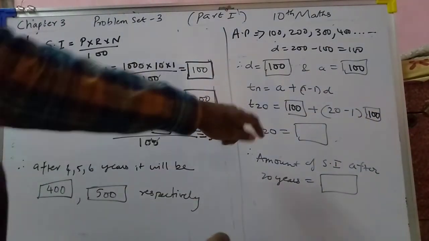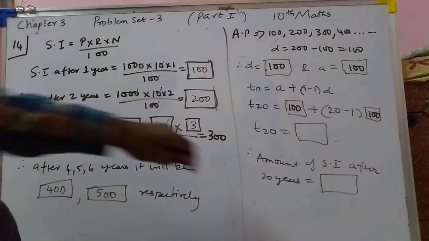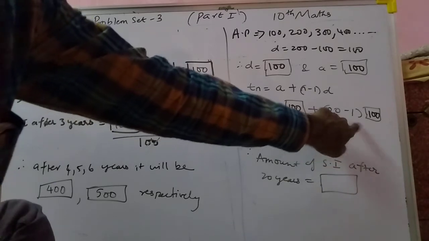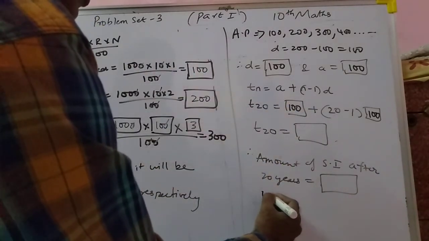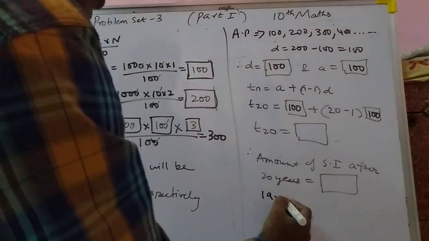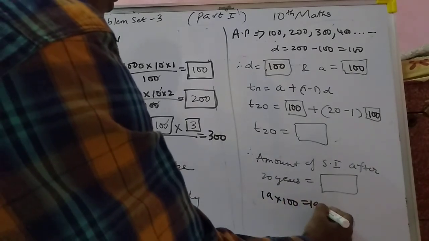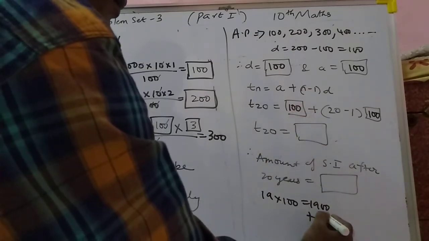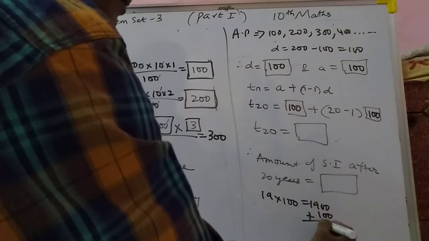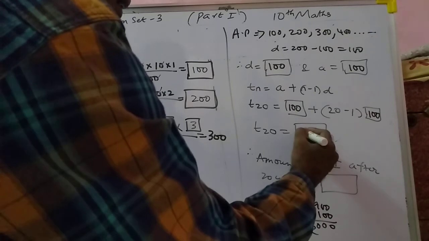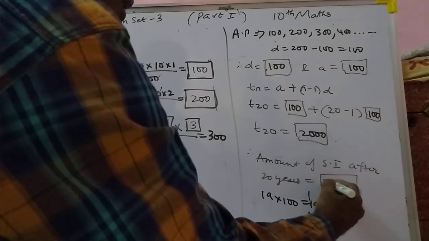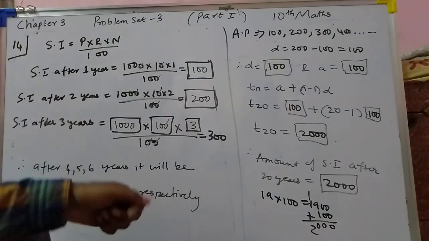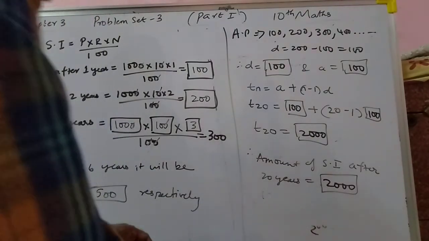So you have to calculate this. It will become 20 minus 1, that will become 19 into 100, that is 1900. And plus 100, that will become 2000. That's all you have to write. Very simple. I hope you got this. This is the final answer for this.